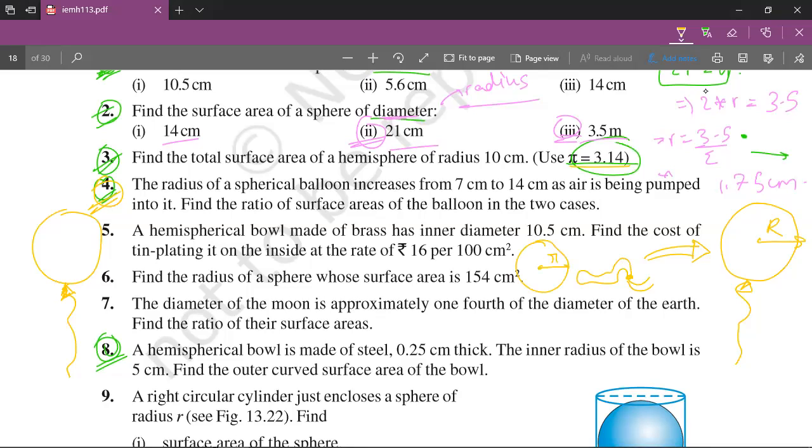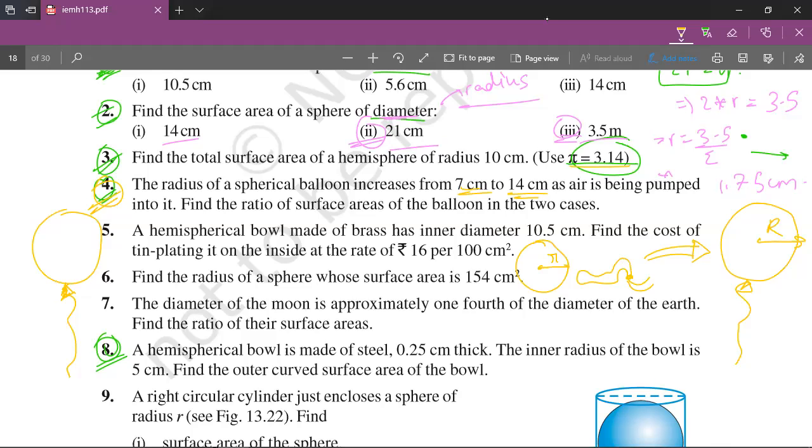Okay. Now it has specifically mentioned that the radius of a spherical balloon increases from 7 centimeters to 14 centimeters. Look at all the units in this question. Are they the same? Yes, they are the same. So there's no need for conversion to take place. As air is being pumped into it, find the ratio of surface areas of the balloon in the two cases.